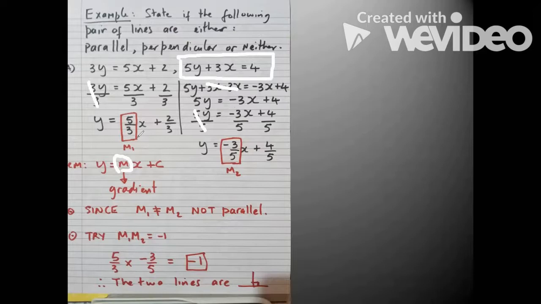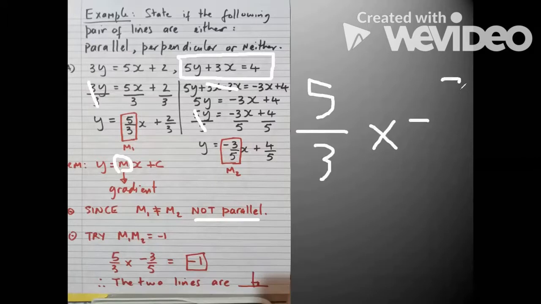All right, now clearly these two gradients are not equal. So since m1 is not equal to m2, then they are not parallel. Let's try and multiply them. Now if we multiply them, a positive and a negative will give us a negative. Let me write it over here. So we have 5 over 3 multiplied by -3 over 5. So a positive and negative will give us a negative.